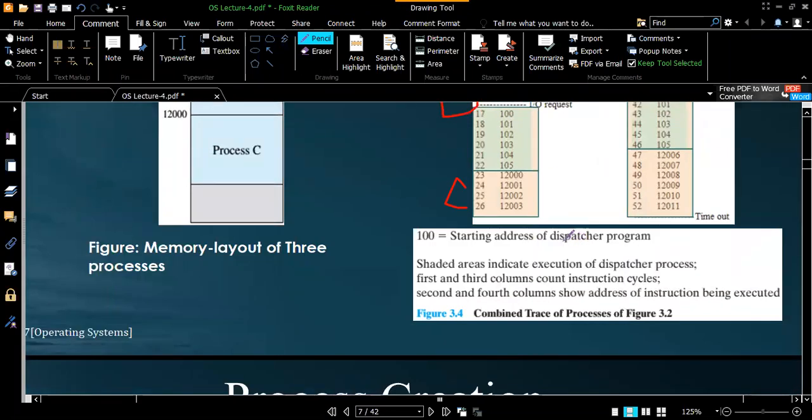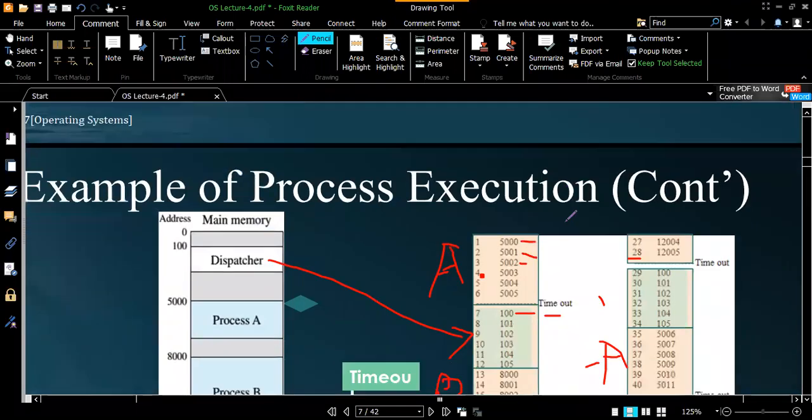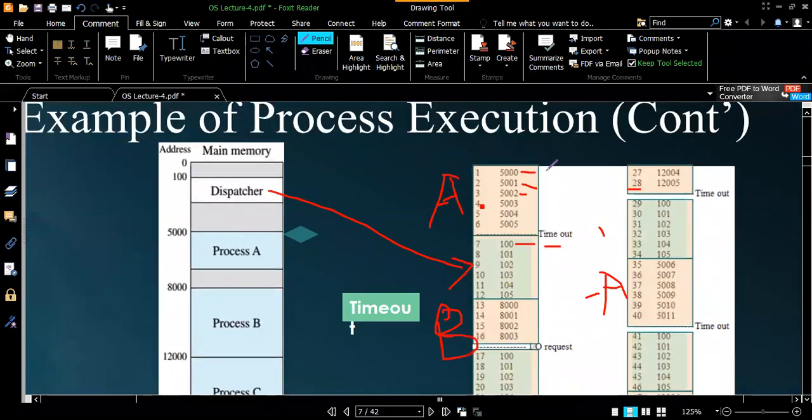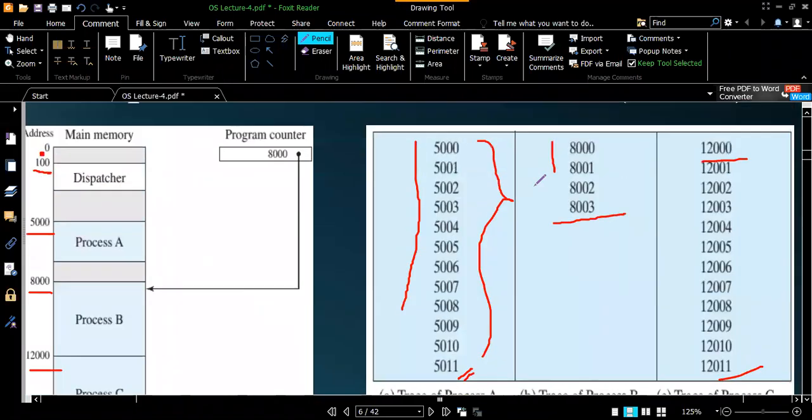And what is the task of this trace? Now, as you can understand, whenever we are executing multiple programs at the same time, we have to keep track of how far each program has been executed.